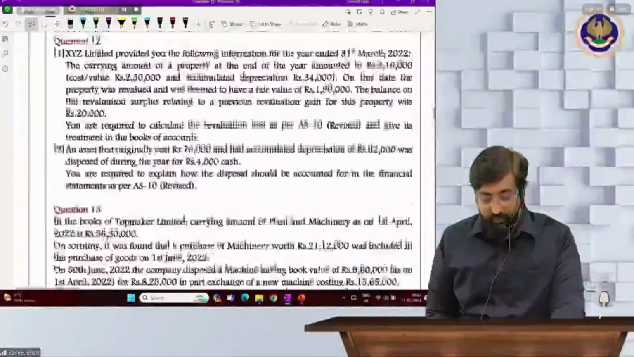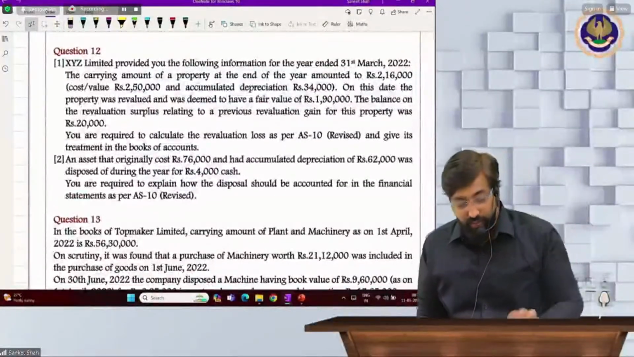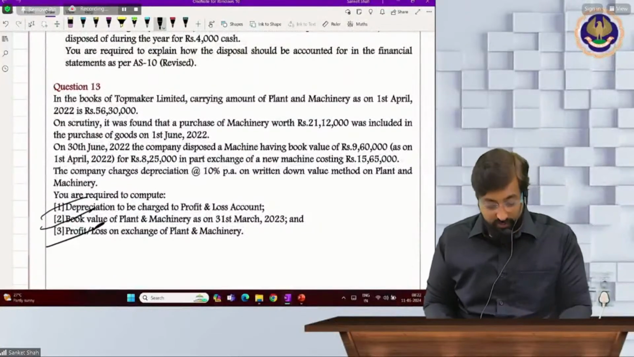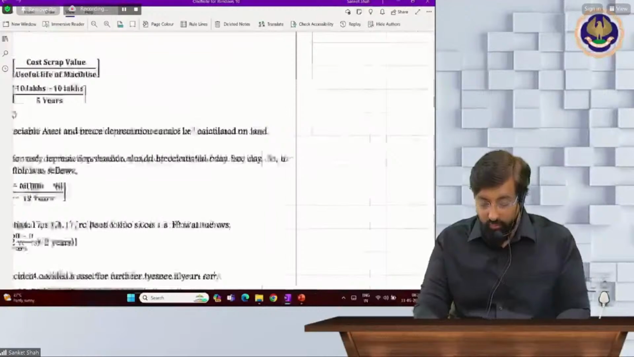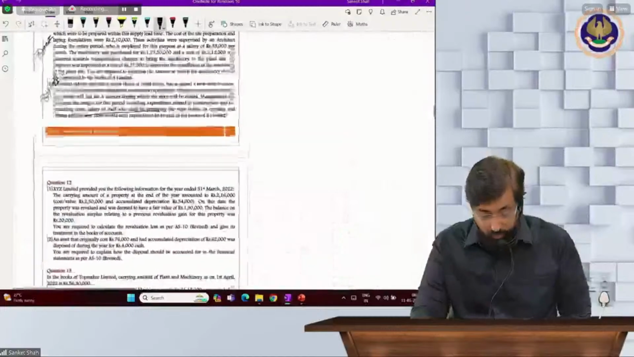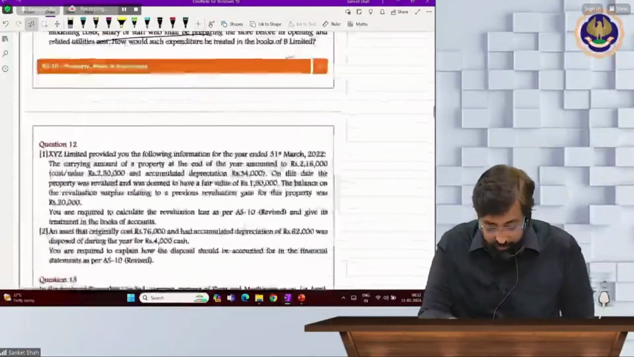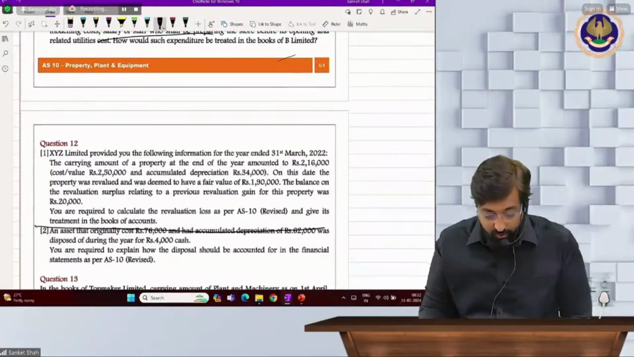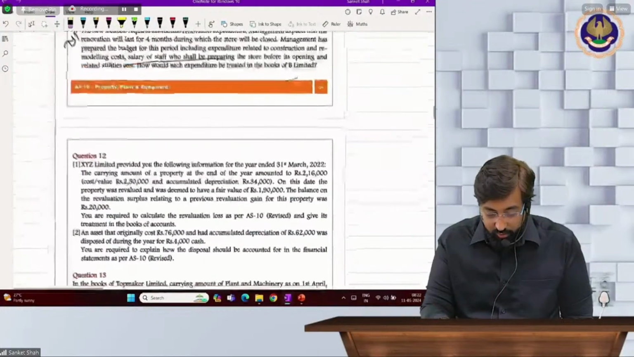Yes. Now, the last question, 12. Because number 13 we already covered: depreciation, book value and profit or loss. So number 13 you can do on your own. Which type, beta? For number 13, I will tell you the type also. Only one question at the end you have to solve: treatment of revaluation loss.